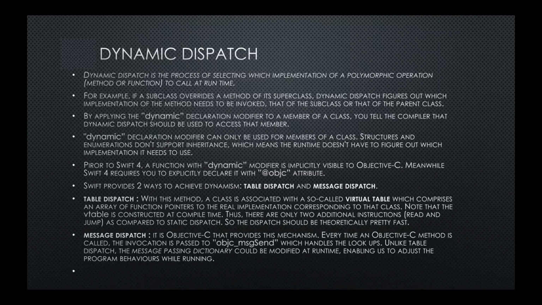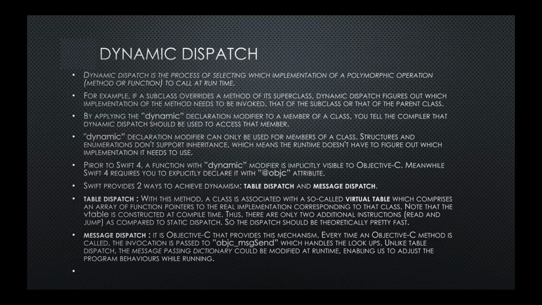By using a keyword called dynamic. With the keyword dynamic, if in the subclass we put dynamic in front of that function, then our compiler will understand, okay, I cannot decide this, it has to be decided at runtime. So at runtime, dynamic dispatch will decide which method needs to be called. Okay, so Swift provides two ways to achieve this dynamism.